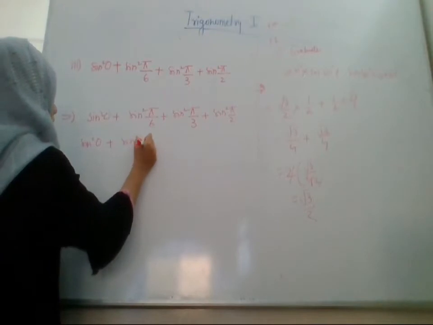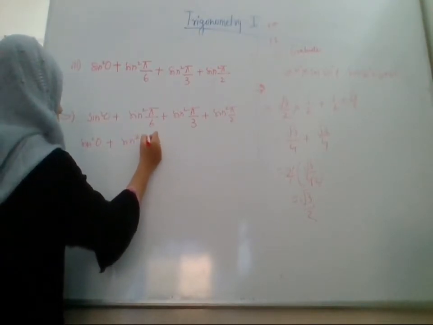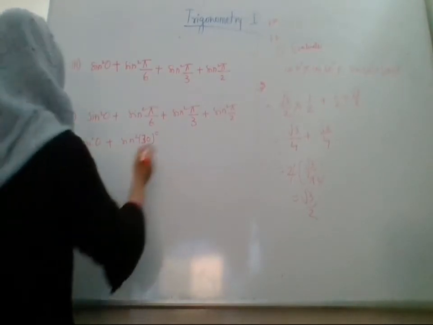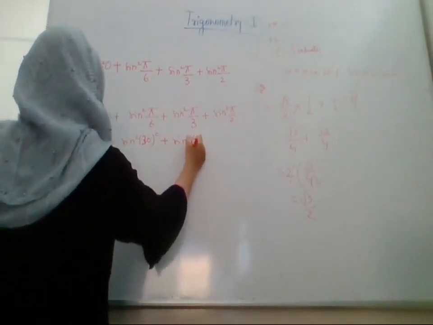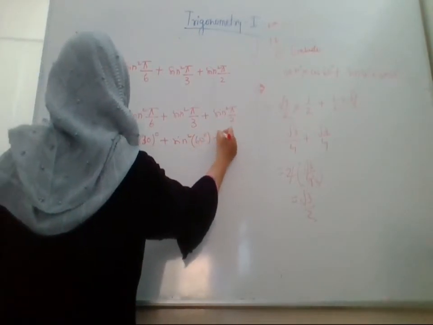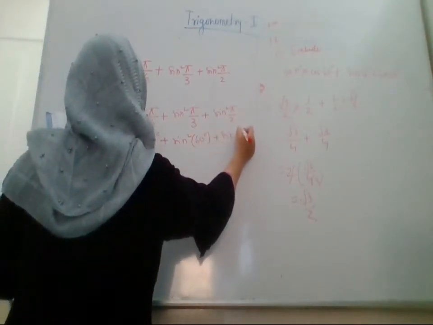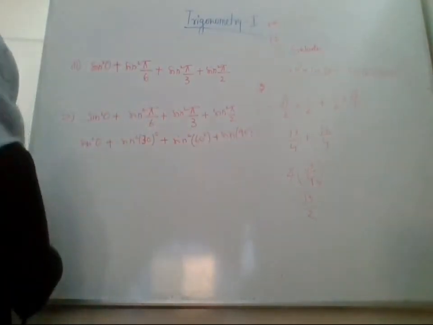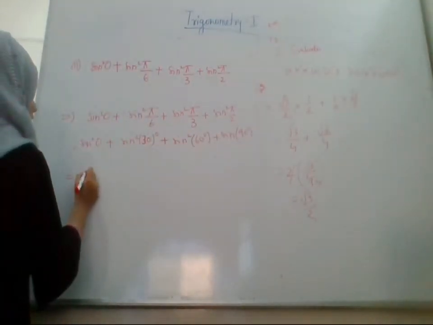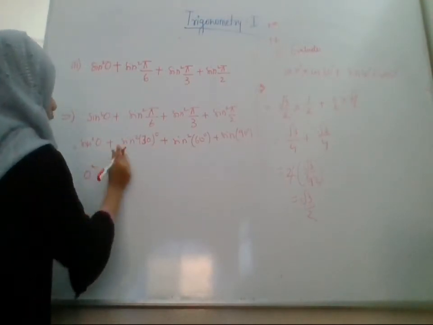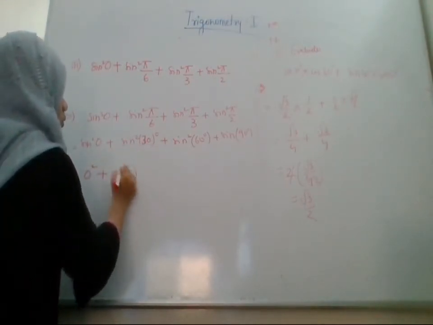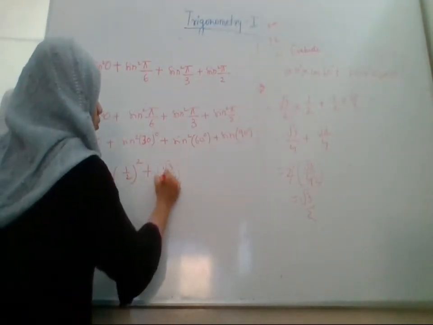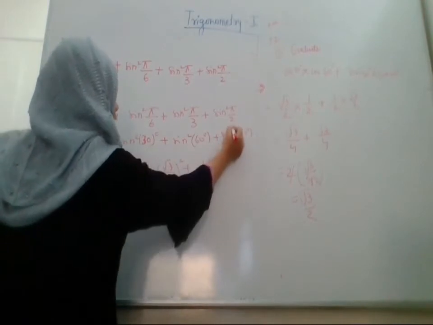Pi by 6 means it is 30 degree. Pi by 3 means 60 degree. And pi by 2 means it is 90 degree. Okay. So we know that sine 0 is 0, 0 square. Sine 30 is 1 upon 2, but here the square is there. Sine 60 is root 3 upon 2 square. And sine 90 is 1 square.